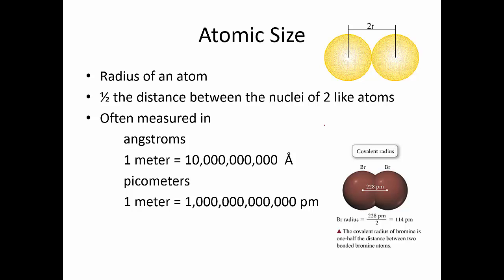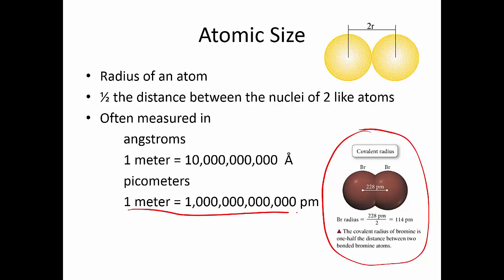Okay, so defining some terms, atomic radius defines the radius of an atom, and we define it as half of the distance between nuclei of two like atoms. And there's a picture here. This is from your textbook. And we often see this measured in picometers. If you're curious what a picometer is relative to a meter, it is very small.